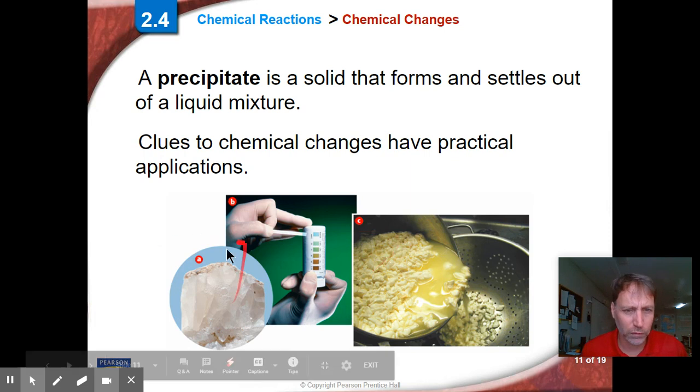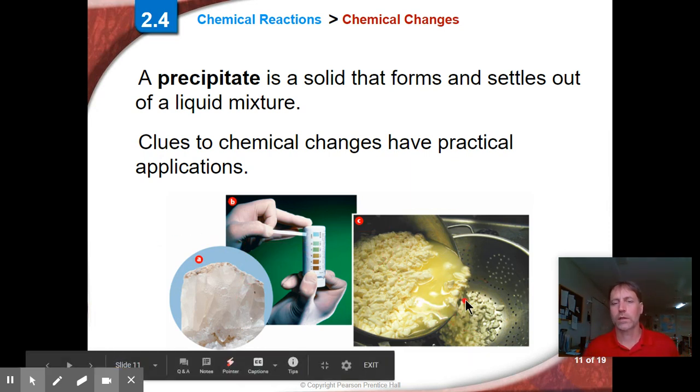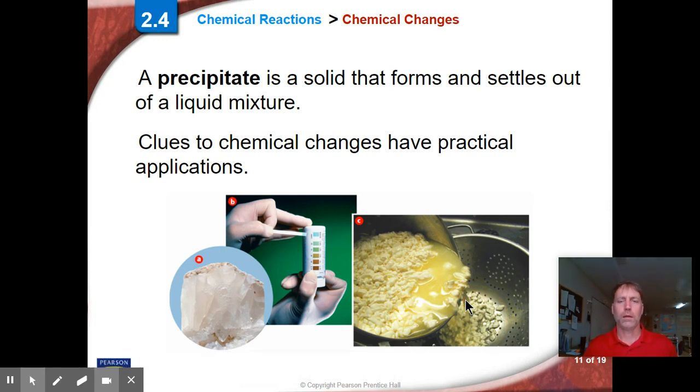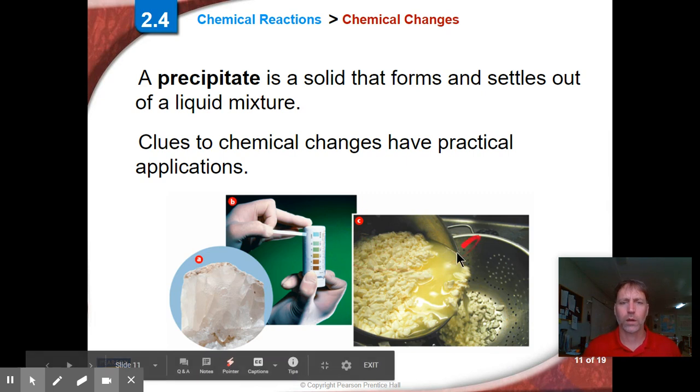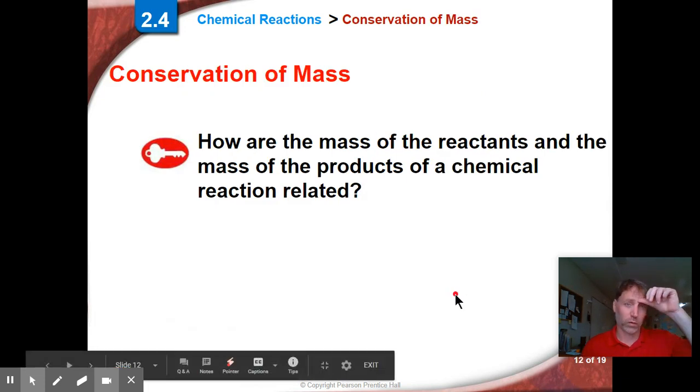That's a clue to some of these applications. So for instance, with pH, you might see a color change, but if you see a chemical reaction happening when you make cheese, this is cheese curds being made, that's how you can see if a chemical reaction has occurred.